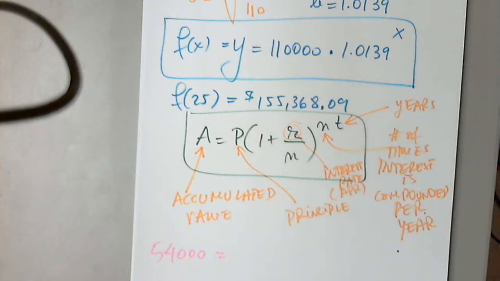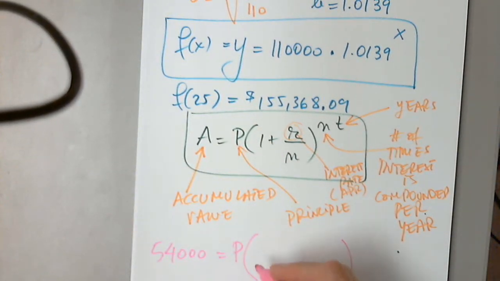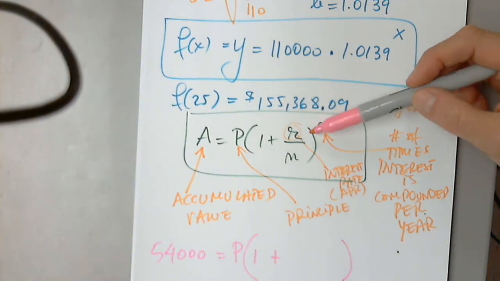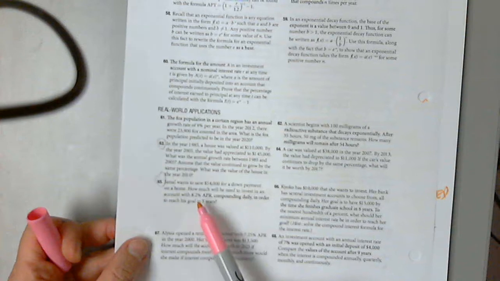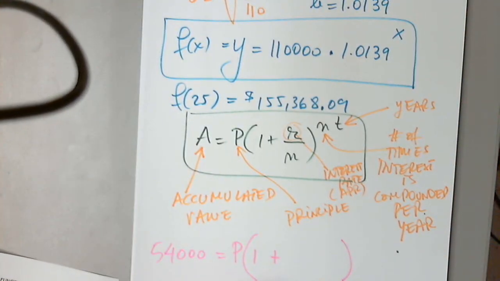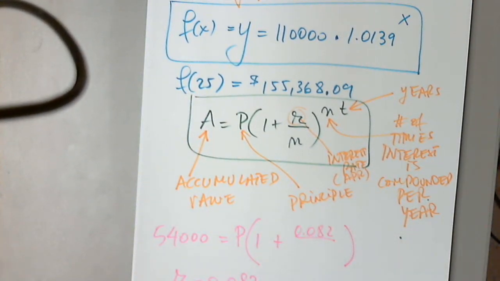Now, what is the principal? We have to find this. We have to find the principal. Excellent. Good. 1 is 1 plus. What is the interest rate? The interest rate is 8.2%, but it has to be 0.082. So 0.082, is that what you meant, Mike? Yeah. Yes, perfect.